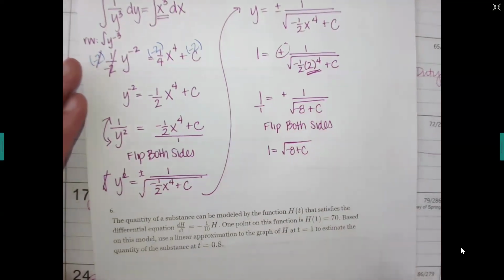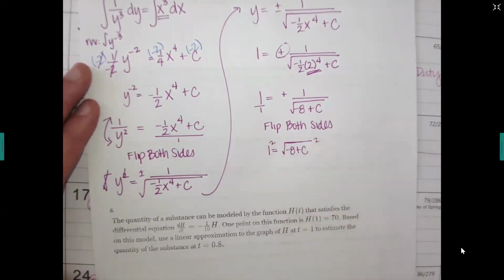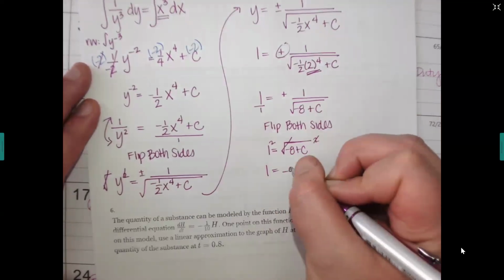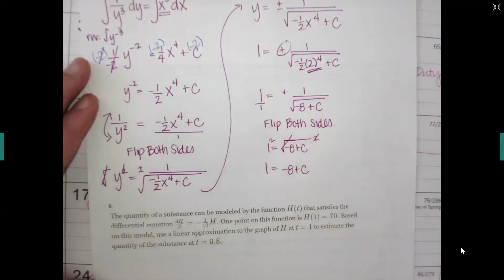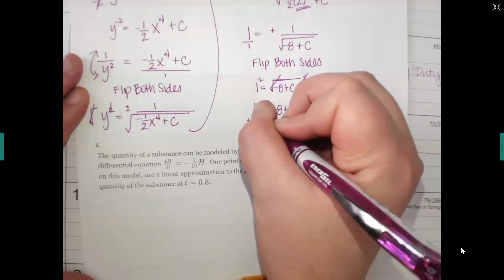What do we do next? Square, square. 1 squared is still a 1, but now my square root is gone. I just have a negative 8 plus c. Then from there, add that 8 across. What will my c be? 9.